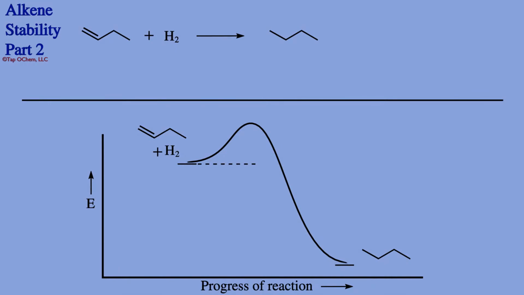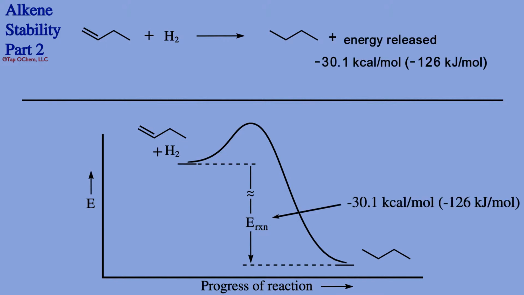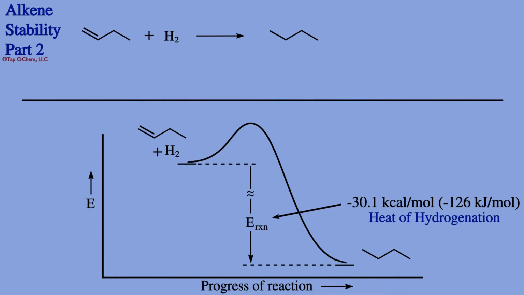Now let's draw a second horizontal dashed line from the product and label the energy difference between the reactants and the product. When 1-butene is hydrogenated, 30.1 kilocalories per mole of energy is released in the form of heat. This energy that is released is called the heat of hydrogenation. Let's show this formally for this reaction by replacing energy released with a symbol for the heat of hydrogenation.